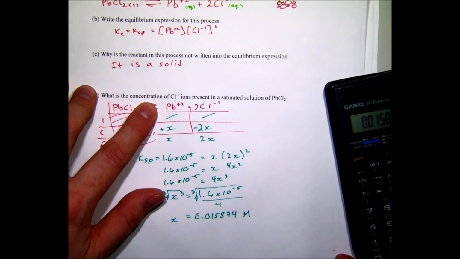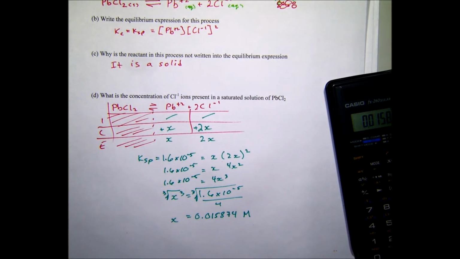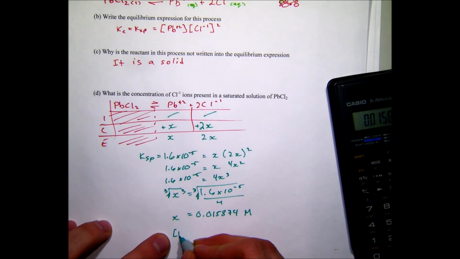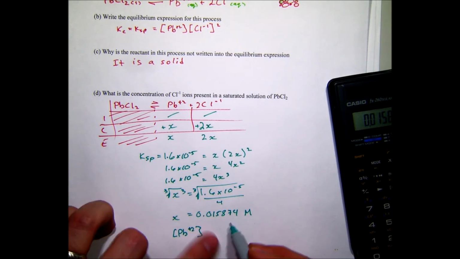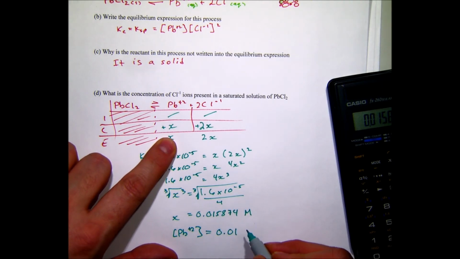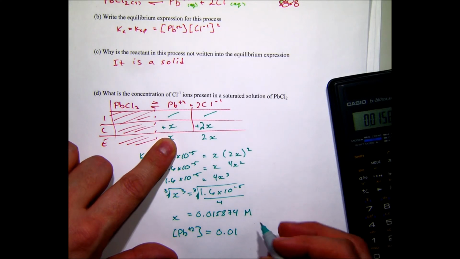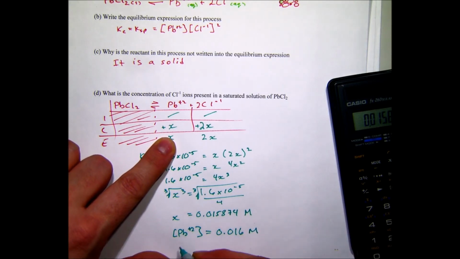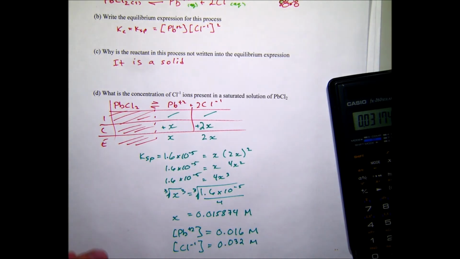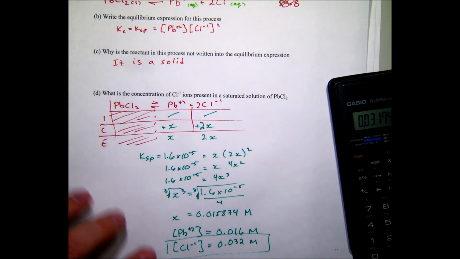What that means is that if we have a saturated solution, it does not matter what the initial concentration of lead chloride is, because it doesn't appear in our ICE box. So the concentration of lead 2+ is just going to be equal to x, because that's what we solved for. So 0.016, and I only have two significant figures in my Ksp constant, so I'm just going to stick with that, molar. And the concentration of the chloride is going to be equal to double that, so 0.032 molar.